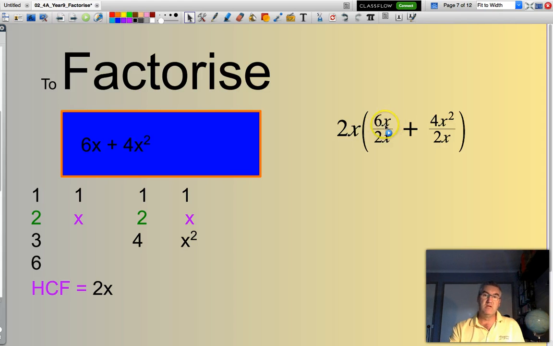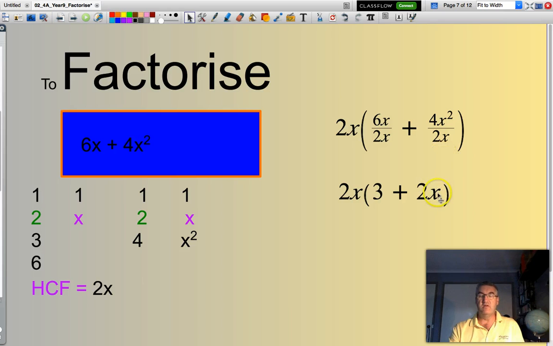So 6x divided by 2x, you guessed it, the x's will cancel out and we'll end up with a 3 there. So let's have a look. There's our 3, and when I have 4 divided by 2, I'll end up with 2, and when I have x squared divided by x, I'll end up with x.